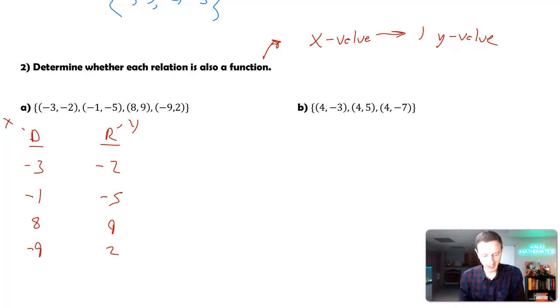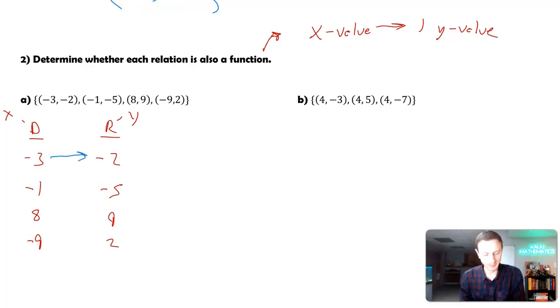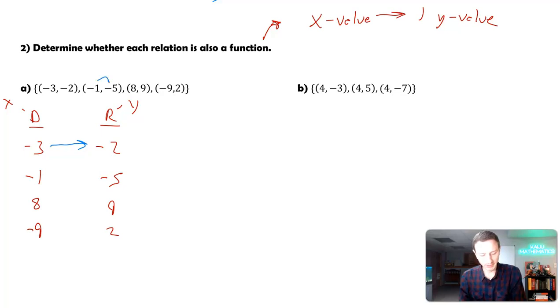So first one, -3, -2. So I'm going to map that x value to that y value. -1, -5. So -1 maps to -5. Next ordered pair, 8, 9. So that x value maps to that y value of 9. And then this x value of -9 maps to that y value of 2. So we have the domain and range, and I'm mapping out these ordered pairs.